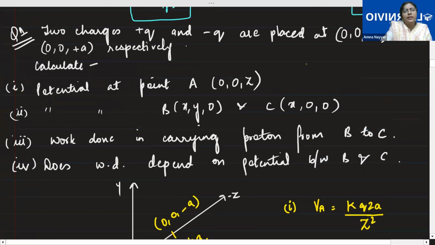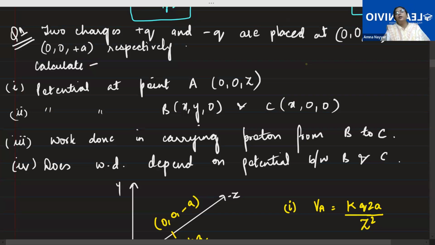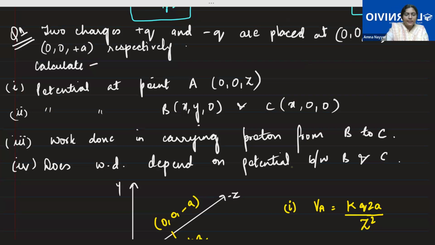Now, one topic is there, E is equal to minus dV over dr, electric field as a gradient of potential. First, copy down this.